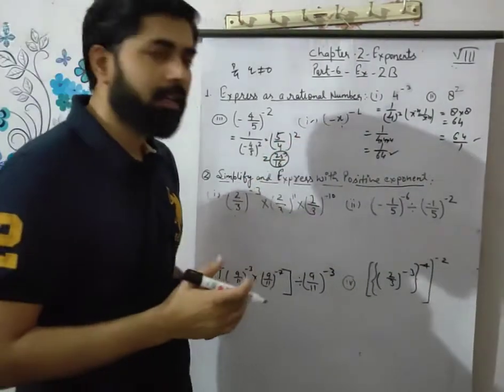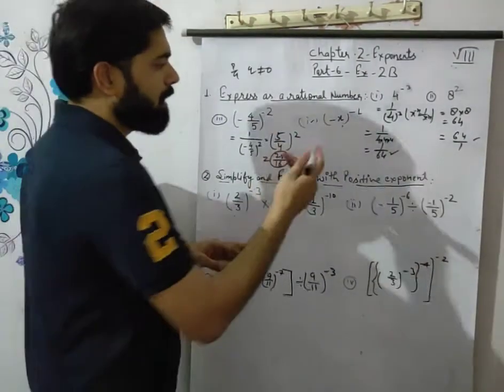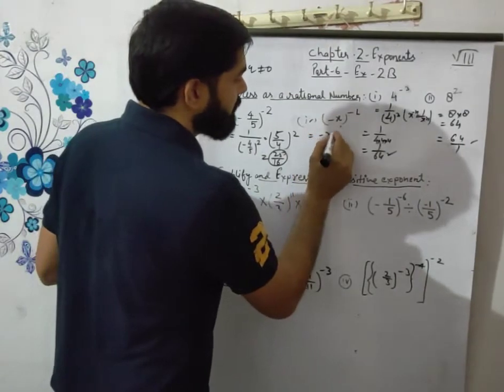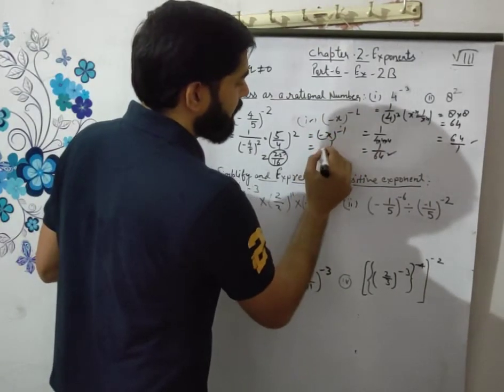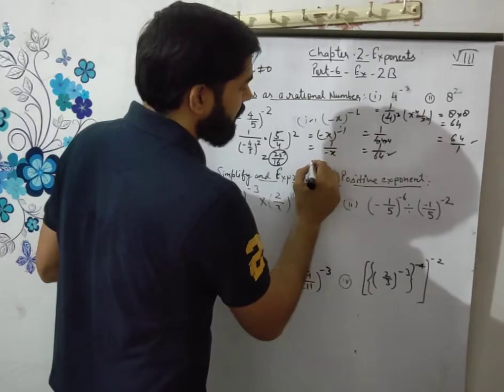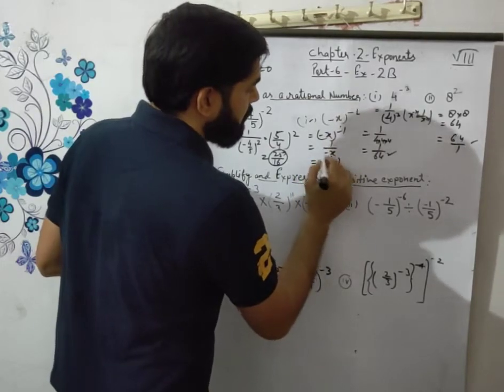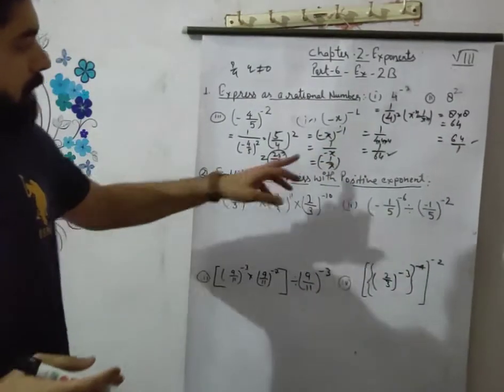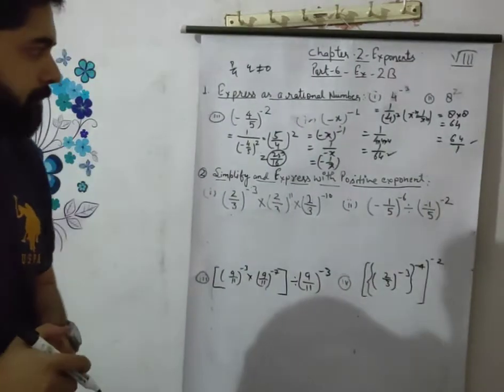Now the fourth is minus x raised to the power minus 1. We can write it as 1 upon minus x. Then the answer will be 1 upon minus x, or you can say minus 1 upon x.